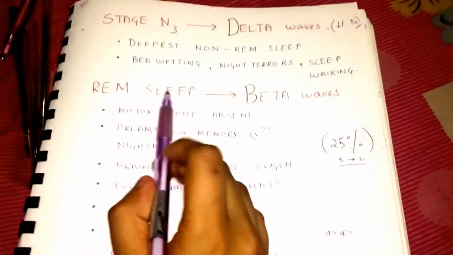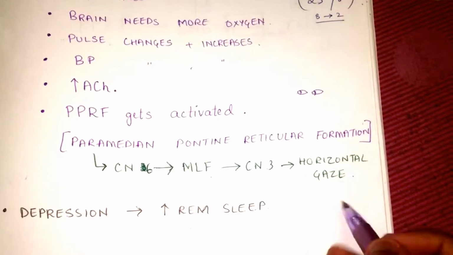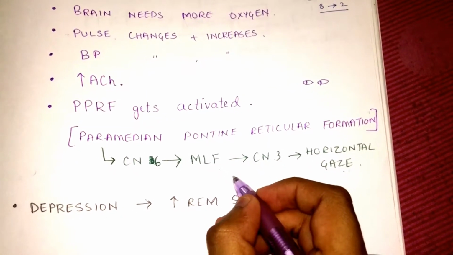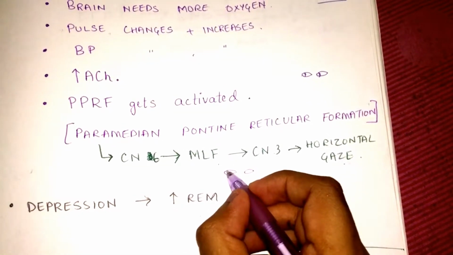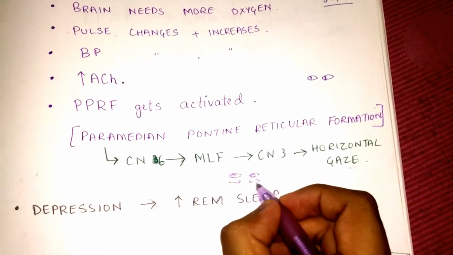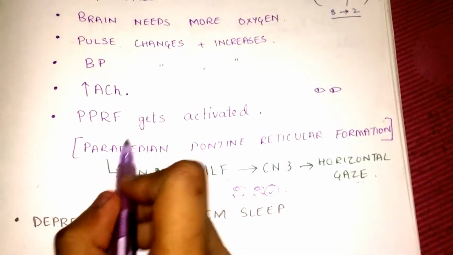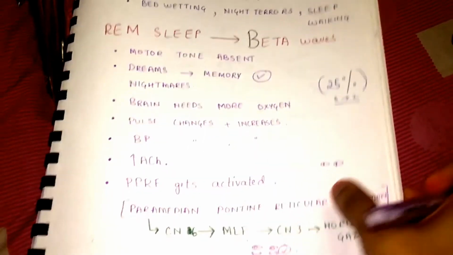So during REM sleep, the PPRF gets activated, which will activate the horizontal gaze. That's why when a person is sleeping, not very deep, you can see his eyeballs move laterally and medially. You can see this. This is because the PPRF gets activated. So this is all about the REM sleep.